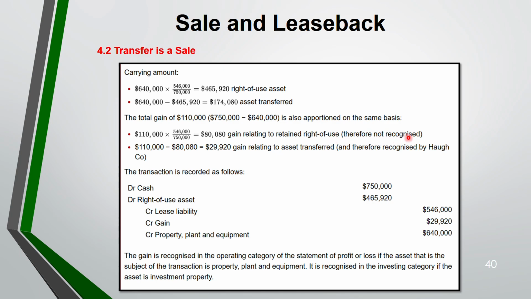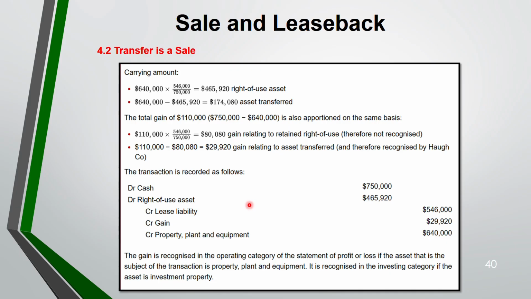You only have to recognize the gain relating to the asset that you have transferred. That is, total gain is 110 minus the gain relating to the right of use asset. This is the gain relating to the asset that you have transferred. Therefore, you'll recognize this gain. So this is your journal entries.